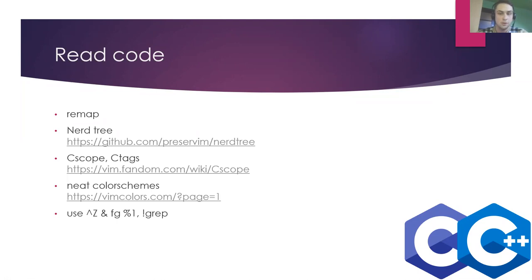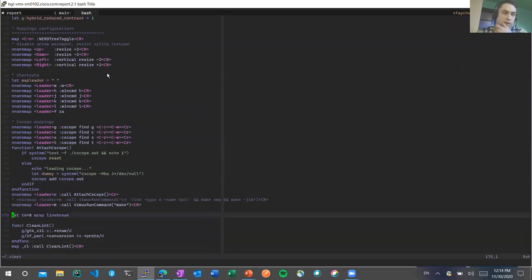The first hint to read code efficiently is to remap. Here I mean to remap your key bindings. Here I've done so. Here is the map leader. I use just the space bar. For example, if I type space and then some key, it will be read as a special key. For example, if I type space double Y, it will enter this command in the Vim command prompt.